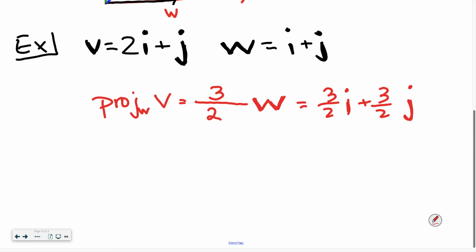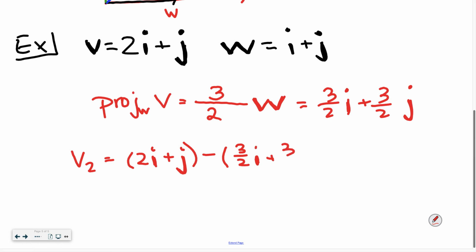What did we accomplish here? That's the shadow. Now, if I want the vertical, the perpendicular vector, then we're going to take vector V and subtract out the projection vector. So that vector would be the one perpendicular to the projection. Okay.